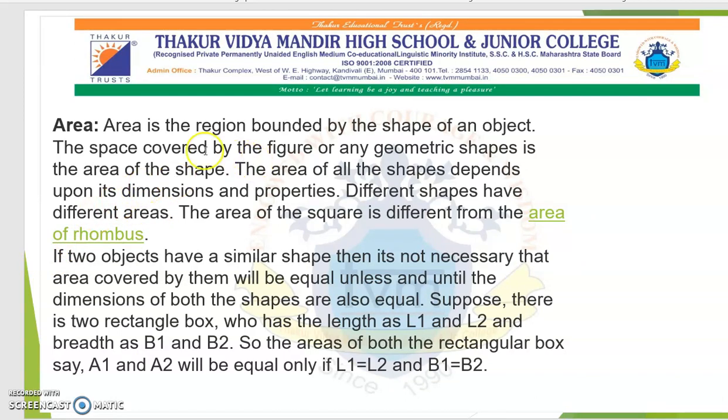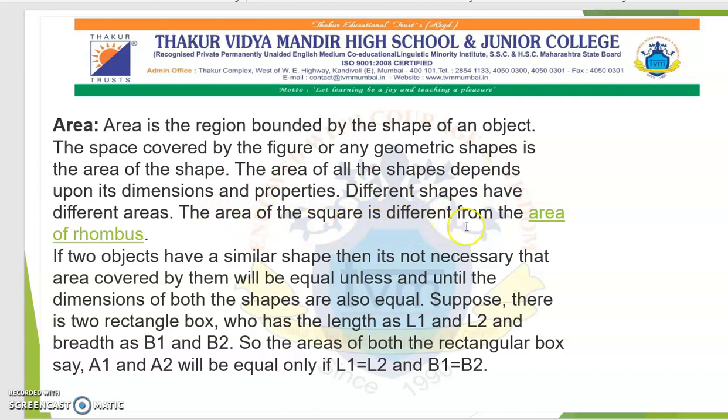Area. Area is the region bounded by the shape of an object. You can see in this slide, whatever is written inside is the area of this slide. Same way, the space covered by the figure or any geometric shape is the area of the shape. The area of all the shapes depends upon its dimensions and properties. Different shapes have different areas.